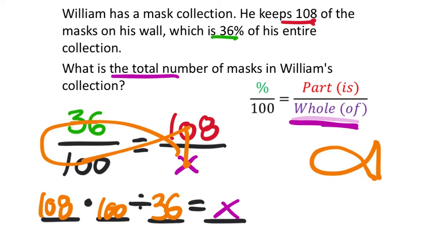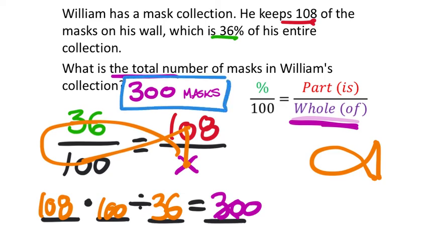So when I put this into the calculator, it shows me that the x value ends up being 300, okay? So the answer is going to be 300, but it's not actually just 300. Remember, there's a word problem that we're doing. So we need to make sure that we label the answer appropriately, which in this case is masks. So it looks like William has 300 total masks. That's a lot of masks, I guess, but he's got 300 of them. Only 108 of them are on the wall.